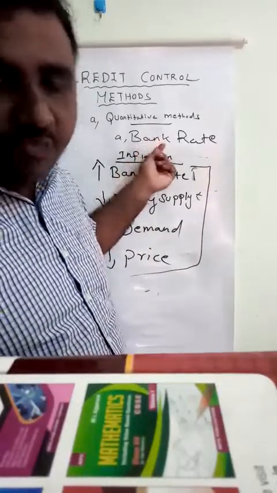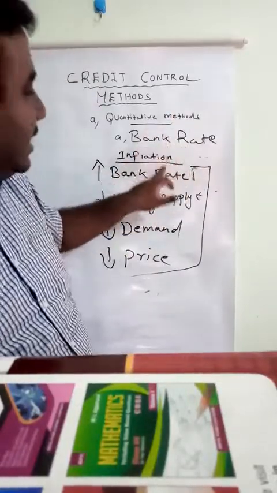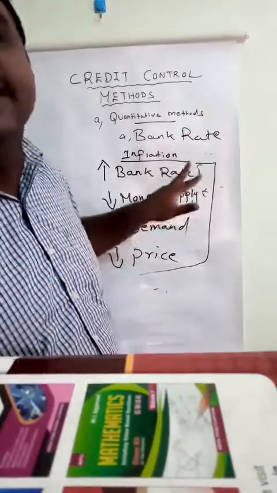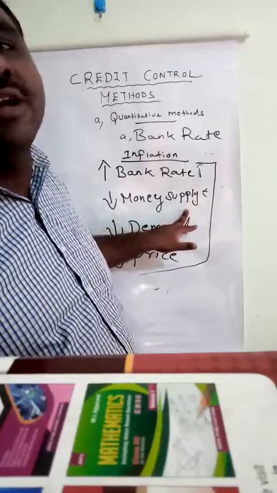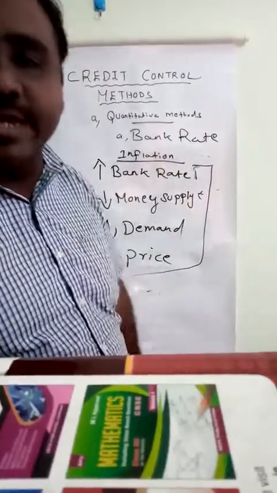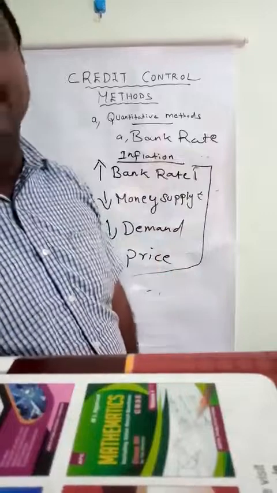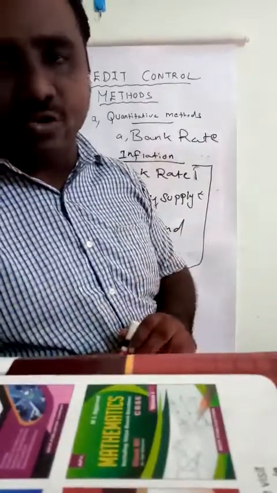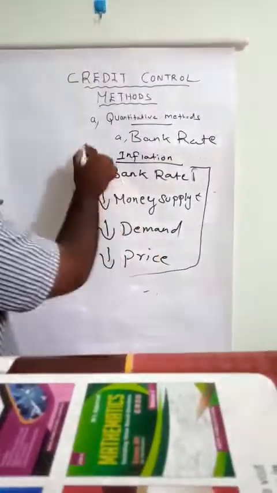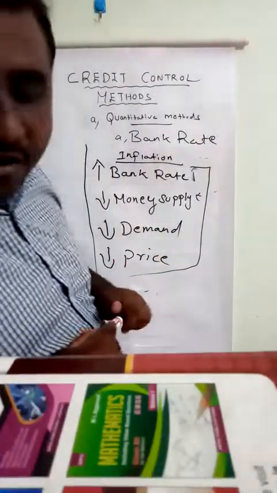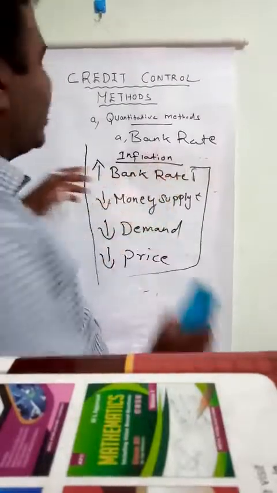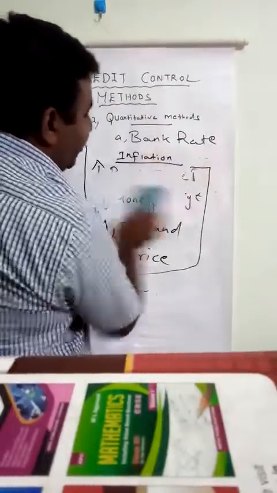At the time of inflation, the central bank will increase the bank rate. When the bank rate increases, the money supply decreases, the demand decreases, the price level falls and the inflation comes down. This is what happens at the time of inflation. Now let us study what happens at the time of deflation.